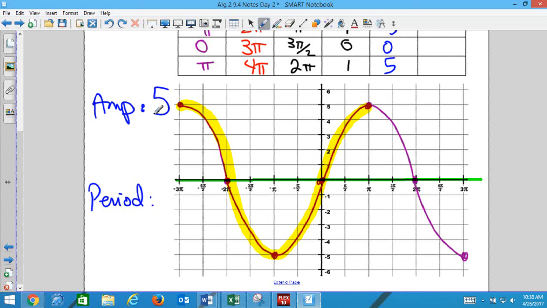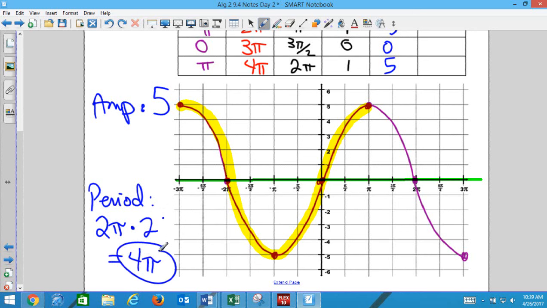If you can't tell visually, you can use the information. We're going to take 2 pi always, and we're going to multiply it by the same thing we multiplied our x's by, which was 2. So our period is 4 pi. Notice I did not use my minus 3 pi at all. I just multiplied by 2.